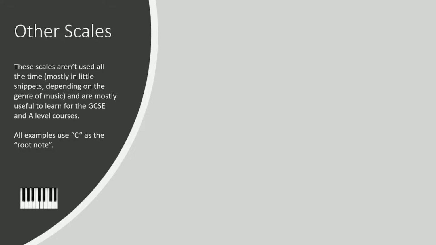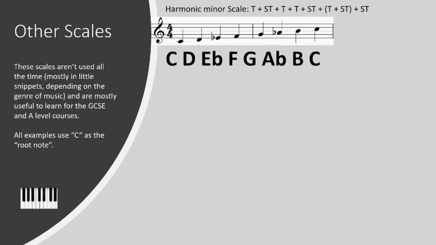So all examples, as I said before, use C as the root note. First of all, the harmonic minor scale. Tone, semitone, tone, tone, semitone. Then a tone plus a semitone, also known as a minor third, which you're going to find out what that is later in intervals. It just means a distance of 3 semitones. And then finally ending with a semitone.